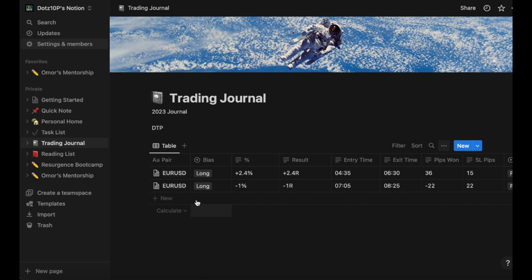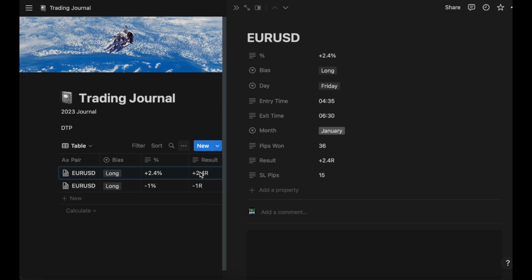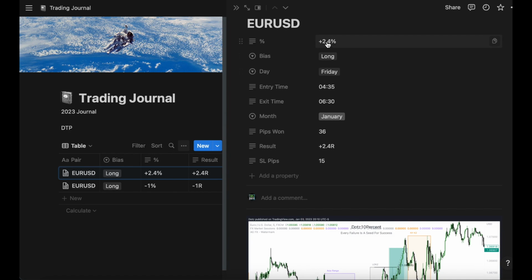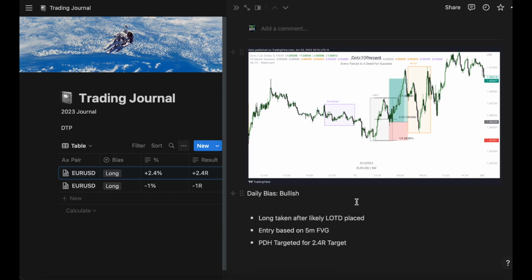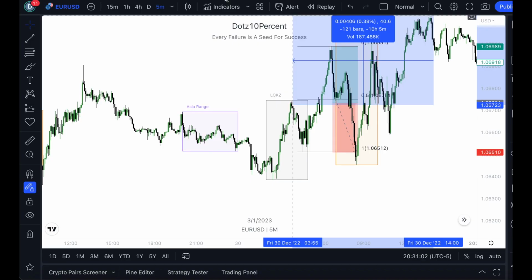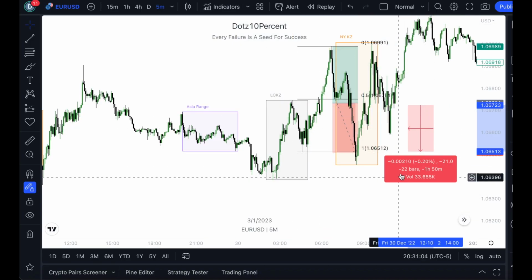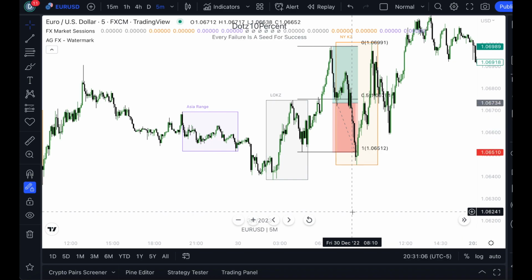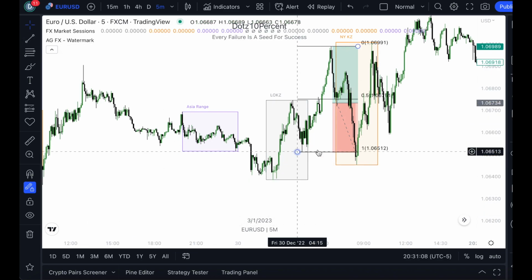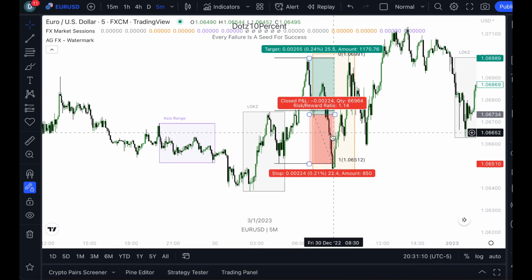What we can also do is then do something like this on Notion. All these details are already recorded. We can then add a picture. So I've got my Euro USD open on my TradingView, right? Now, as you guys can see, right, I've got a trade here. Ignore this trade. This is a different trade.